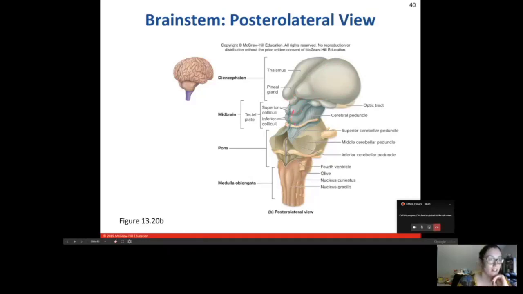Now, these guys right here, this is the tectal plate, or the corpora quadrigemina as a whole. So the top two are the superior colliculi, and the bottom two are the inferior colliculi. You could just call them the tectal plate. That'll probably be the easiest thing, and we'll mention a little bit more about their functions in lecture. So this is kind of the back part of the pons, and then here's the back part of the medulla oblongata. Those are the main things to be able to identify.